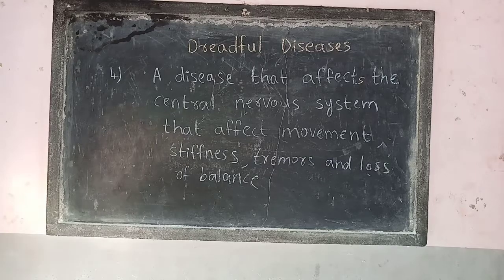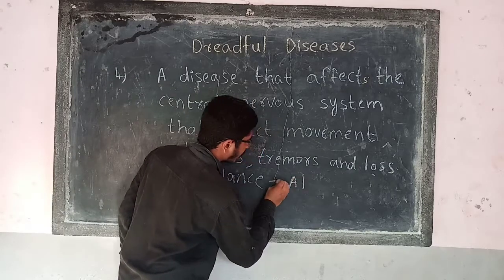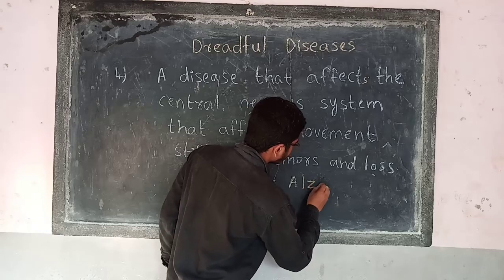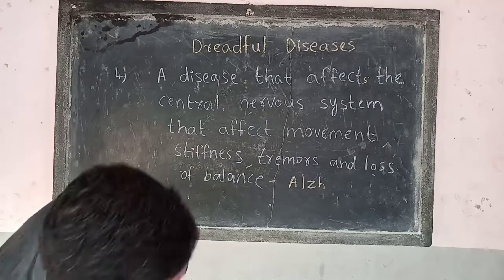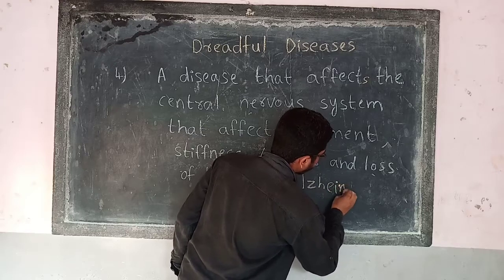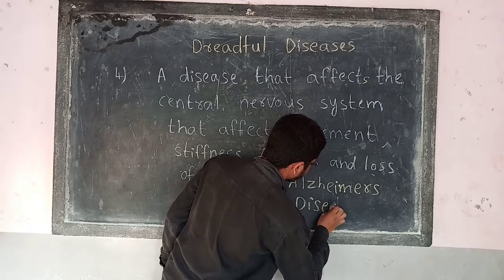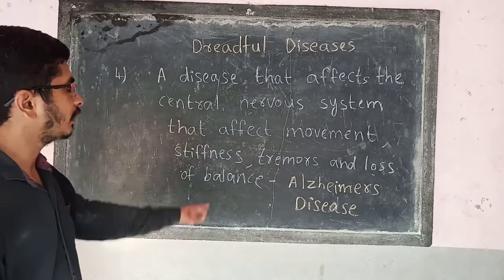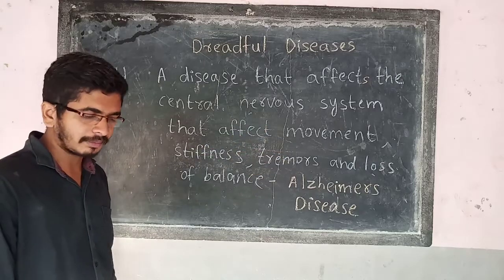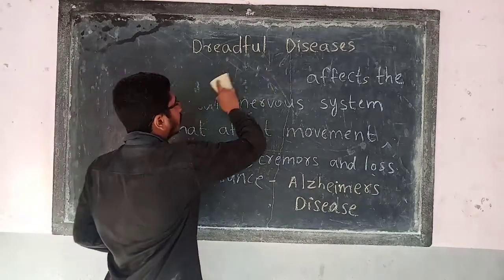Okay, this disease. So what is the disease? The disease name is Alzheimer's disease. Write down the disease name, Alzheimer's disease. Clear? It affects the central nervous system, and it will affect movement, stiffness, tremors, and loss of balance. That is Alzheimer's disease. Okay.